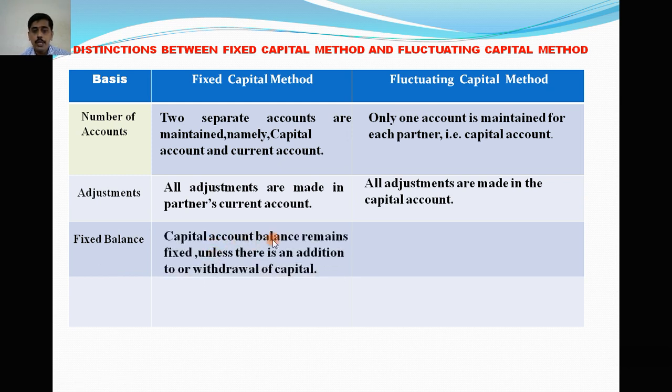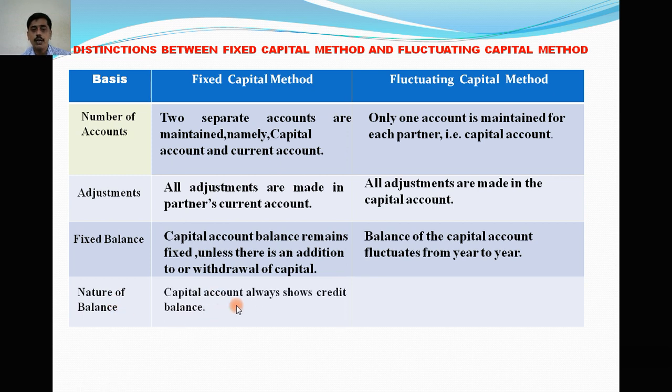Next, fixed balance. Here the capital account balance remains fixed unless there is an addition to or withdrawal of capital. Here the capital account balance fluctuates from year to year. And next, nature of balance. In case of fixed capital method, capital account always shows credit balance, whereas in case of fluctuating capital method, capital account may show credit balance or debit balance. These are the differences between fixed capital method and fluctuating capital method.